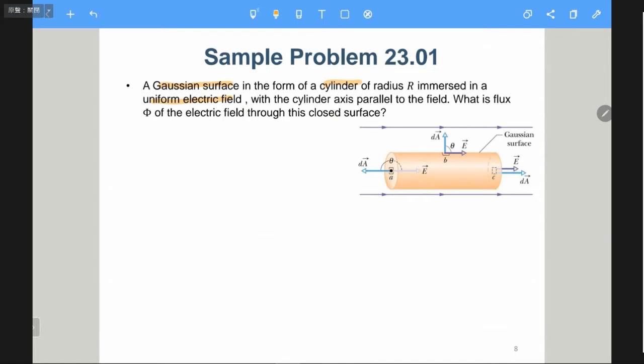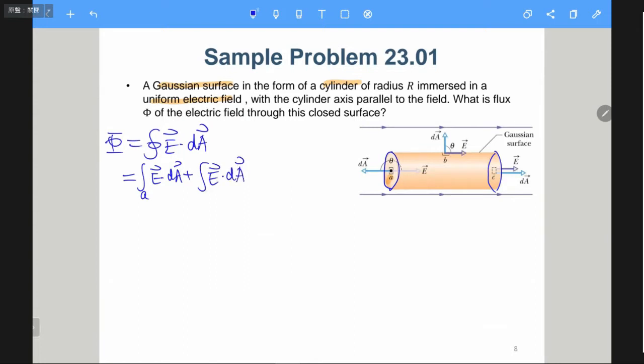Okay, so we need to calculate phi, which is the closed surface integral of E dot dA over this cylinder. Let's call the left circle part A, the right-hand side circle part C, and the middle part B. So this integral can be separated into three different integrals, because integration is a linear operation. We separate the whole cylinder into part A, part B, and part C.